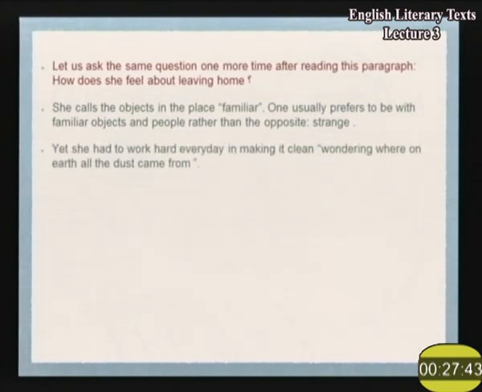Yet she had to work hard every day in making it clean, wondering where on earth all the dust came from. It is clear that it is her responsibility all the time to take care of that home, and it is not an easy job. So, throughout the paragraph, and again throughout the story, we have one thing that is tying her into staying, and another thing that is telling her, you better go away.